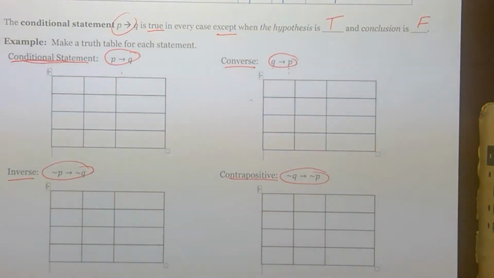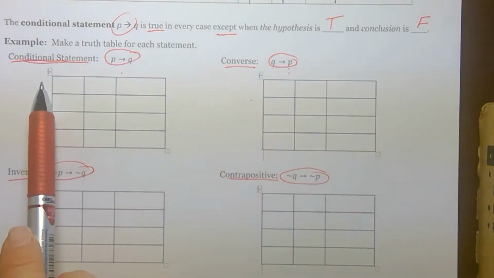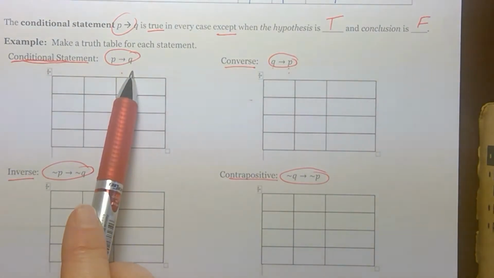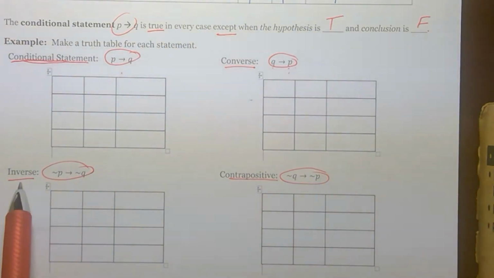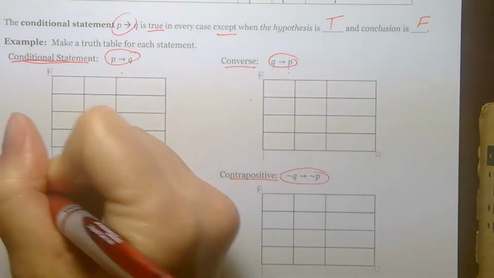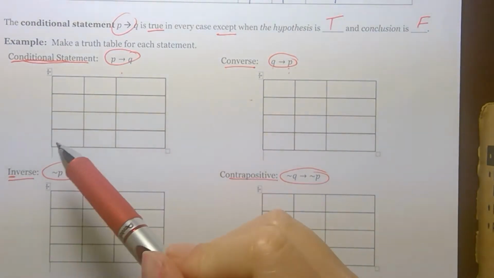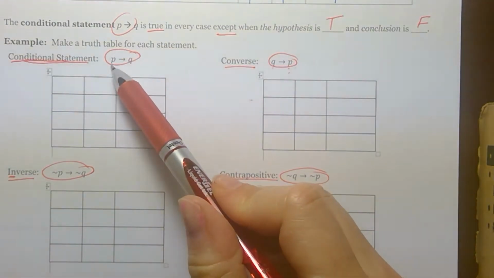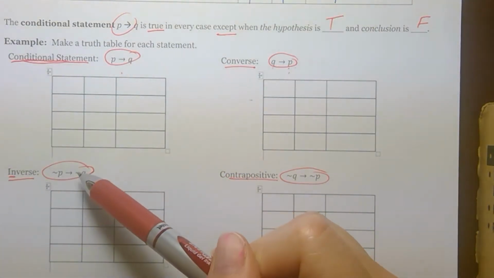To try to remember which one is which, well, our conditional is our base form. It's the most basic there is, if P then Q. Inverse, in means not. If you can remember that prefix in means not. So I take my conditional and I apply the not. Instead of if P then Q, it is not P then not Q.